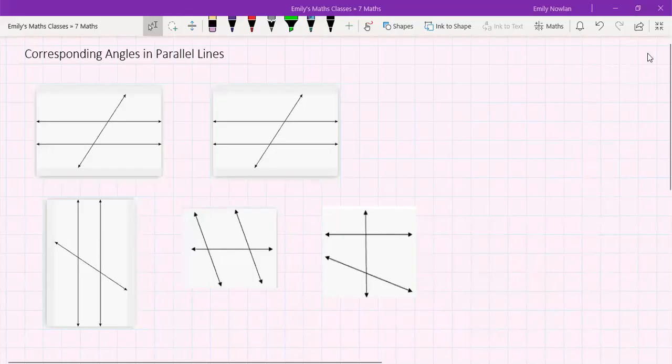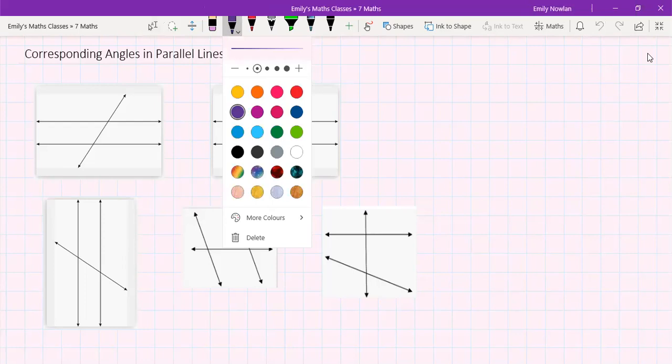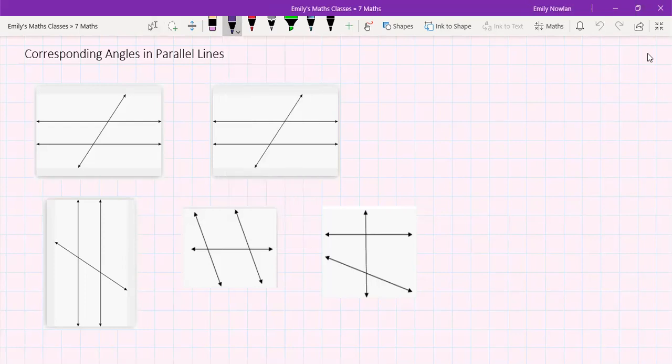Hello, class 7. Here we are looking at the definition of corresponding angles. Now we specifically look at corresponding angles in parallel lines. So for this one, let's have a look here. I've got some parallel lines here. Here's a parallel line. It's been cut by what they call a transversal.